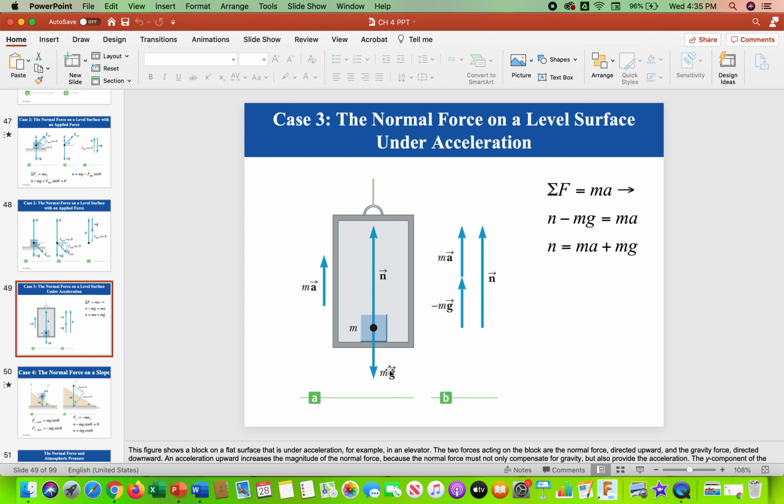But that's not always the case. In fact, if you were in this situation, the normal force is bigger than the weight force if you were to accelerate upward in the elevator, because you'd feel a stronger normal force. Your feet feel more tied to the floor when the elevator is accelerating upward.